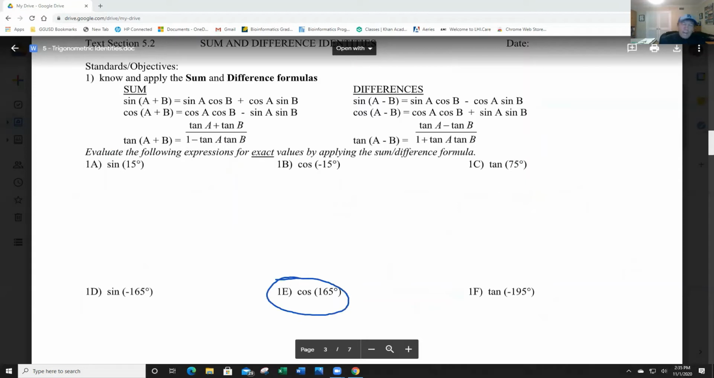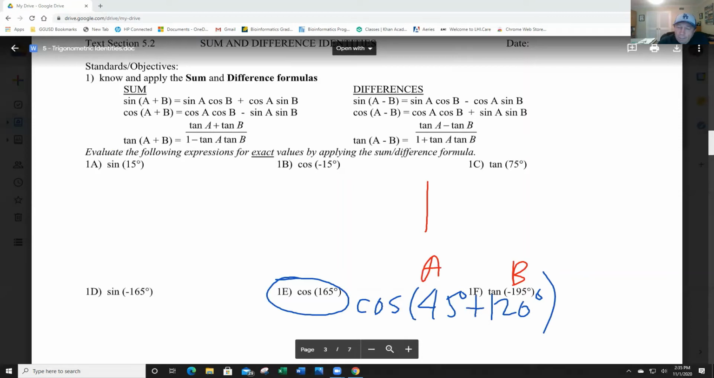Okay, cosine of 165. So I'm going to write right next to it. What do we got for the cosine of 165? I got to think of it in terms of angles that are 30, 45, and 60 in terms of reference angles. Cosine of 45 degrees plus 120. Okay. All right. So let me draw these real quick. First of all, I better label A and B. I've been doing that the whole time. Let's keep doing it. Here's A. Here's B.